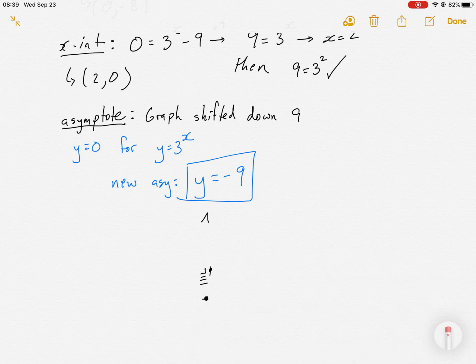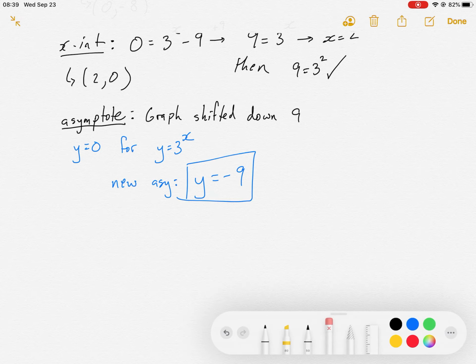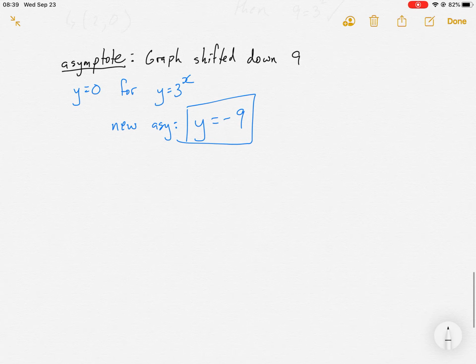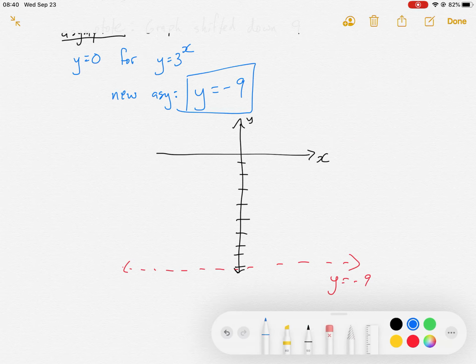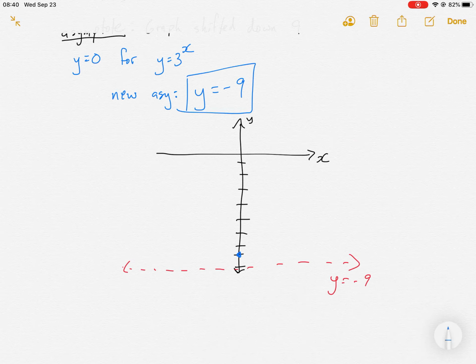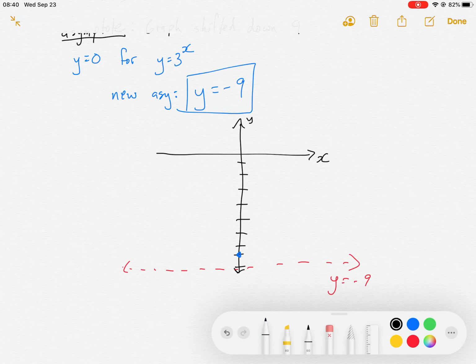Pardon me while I erase some of this. Let me try to draw that a little bit better. So I have x, I have y. Let's go 1, 2, 3, 4, 5, 6, 7, 8, 9. That's where I'm going to put my asymptote. I like to use kind of a dotted line for that. I have a y-intercept there. I have my x-intercept at 2.